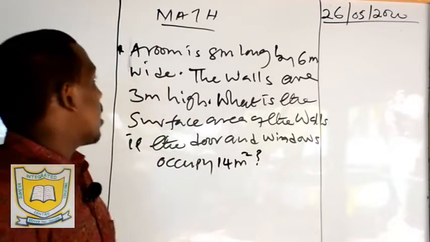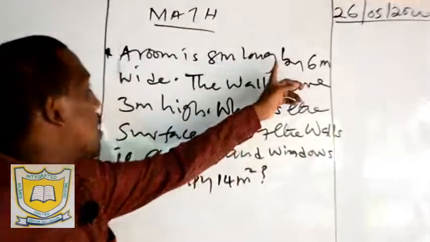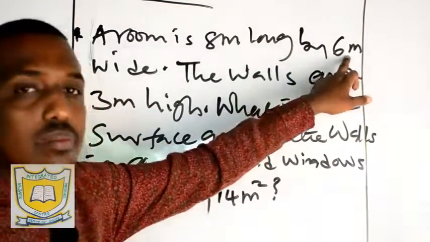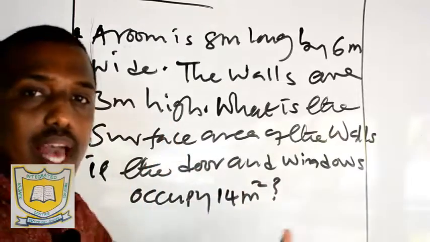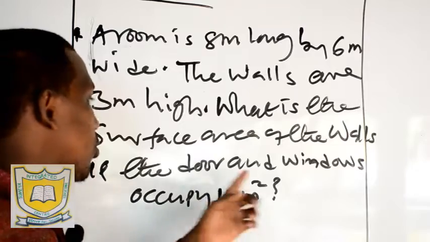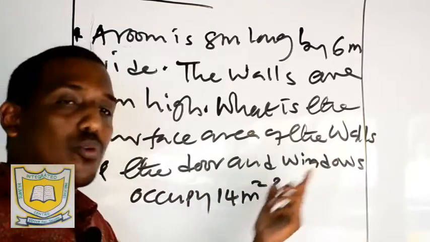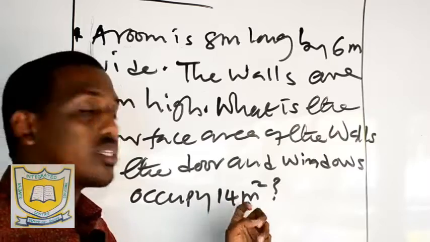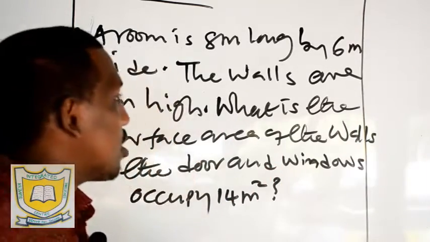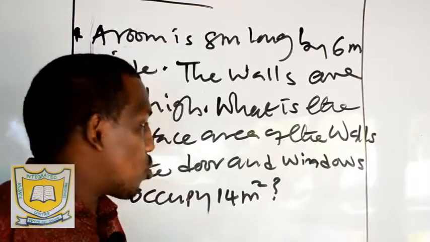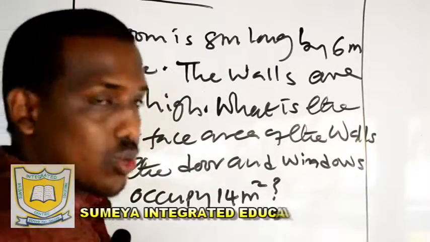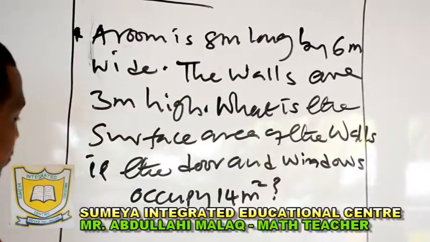So they said a room is 8 meters long and 6 meters wide. Long means the length and wide means the width. The walls are 3 meters high. High means the height. They are asking what is the surface area of the walls if the windows and the doors occupy 14 meters squared. So we must first get the area of the room. After getting the area of the room, we subtract the windows and the door to get the walls. So let us get the area of the room.